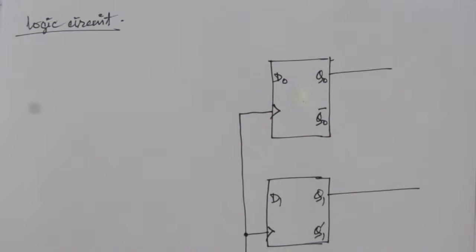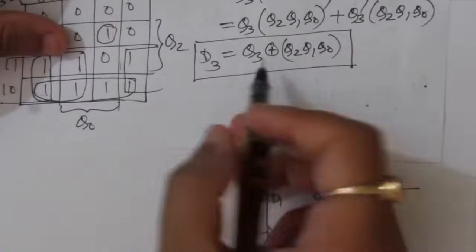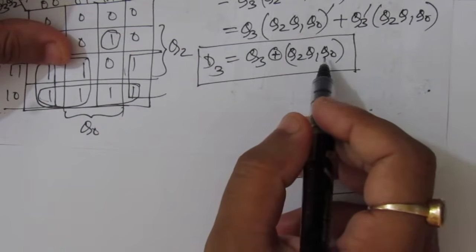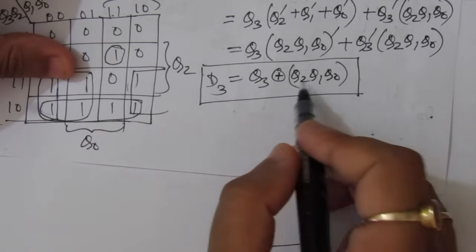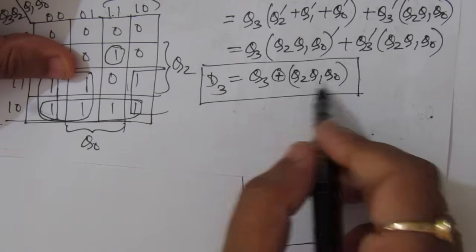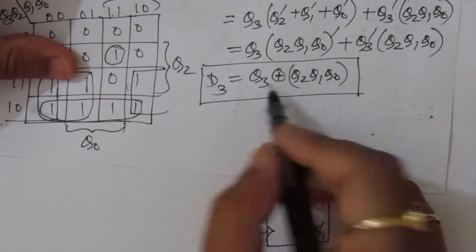Now we will implement all these inputs using the obtained expressions. For D3 we have got Q3 XOR Q2 Q1 Q0. That means first of all we have to find the AND operation between Q2, Q1 and Q0, and the output of this AND gate will be XORed with Q3.